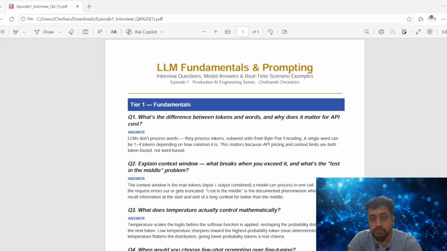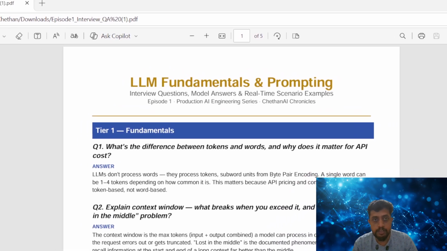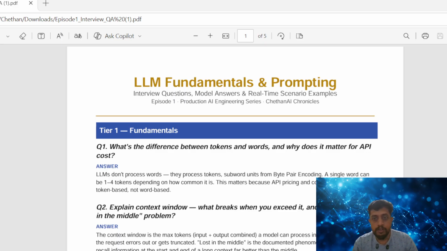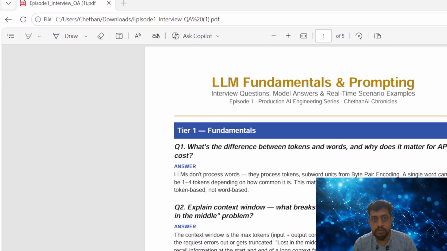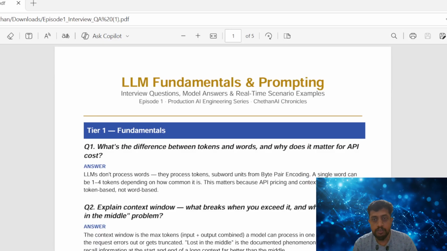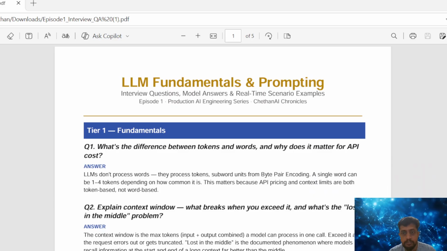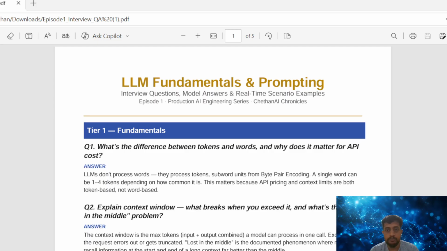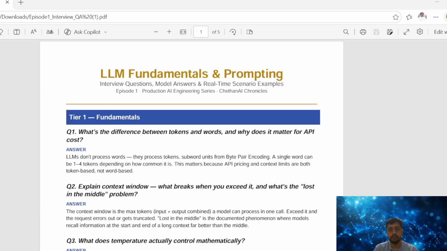So I'll start with my first question, which is: what is the difference between tokens and words? Let me zoom in a little bit for reference. One second, guys. Yeah, I think it makes sense now. I'll also add my image, very small things, so that you will understand the basics. At least this much is enough. Yeah, now we are comfortable.